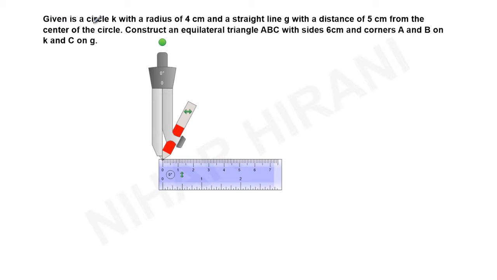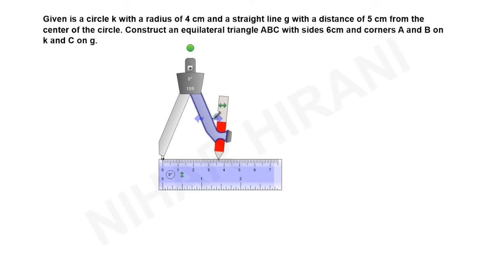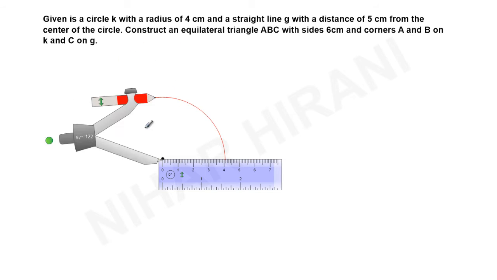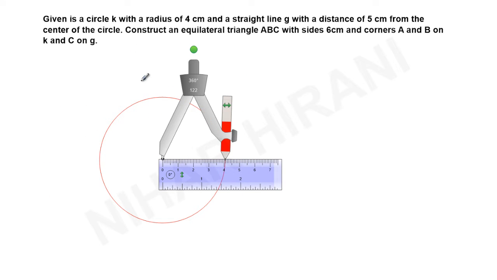Given is a circle K with a radius 4 cm. So let us solve this much problem first. We have a circle with radius 4 cm. So this is 4 cm. I will make the circle. So this is my circle. And they also said the name that this circle is K. So I will name it so that you can clearly understand this is K.